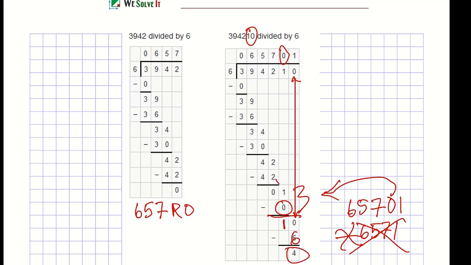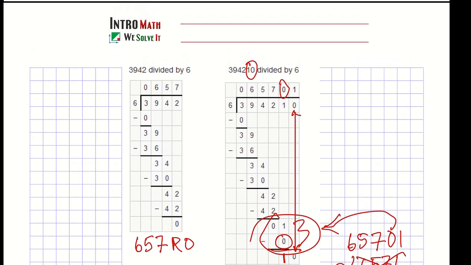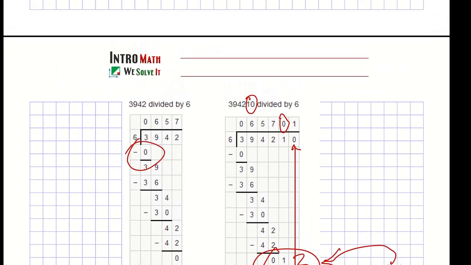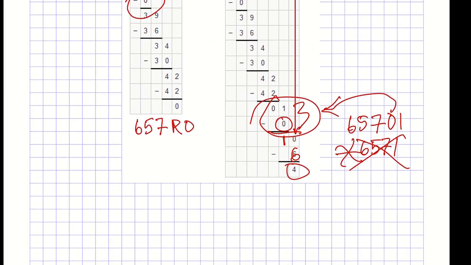So I want you to pay attention here. If you don't do it that way, you're gonna end up with the wrong answer. See, that's why I like to do it this way. That's the same process I did here to get 0 there. So that's what is going on.